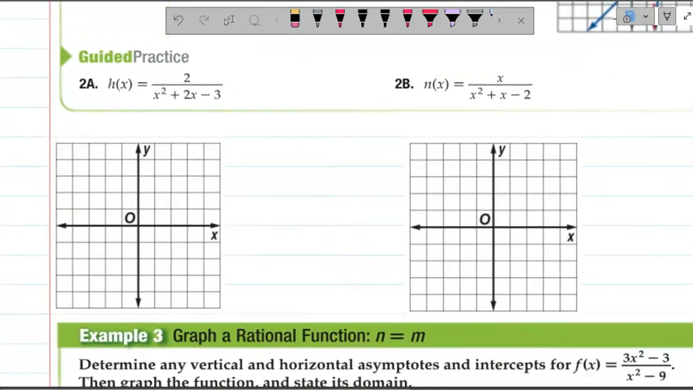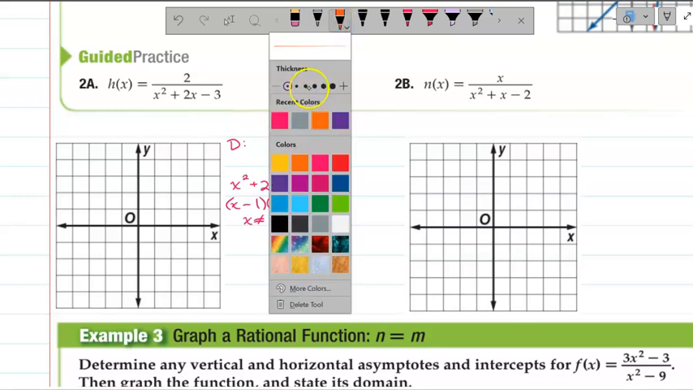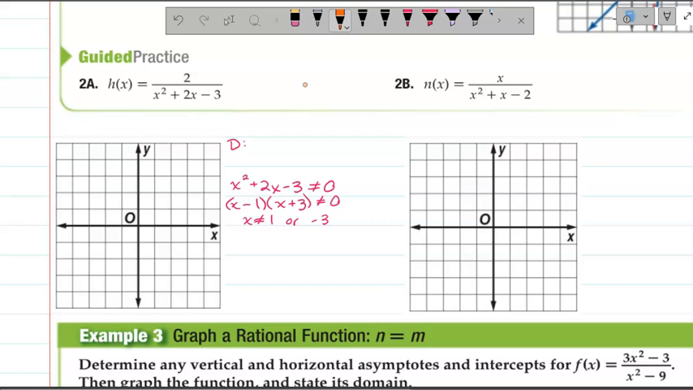Again, we want to come up with our domain. So we know that x squared plus 2x minus 3 cannot equal 0. We have to factor that to find the x values actually though. So x minus 1 and x plus 3, that means x cannot equal 1 or -3. That means we would have a vertical asymptote at 1 and at -3.